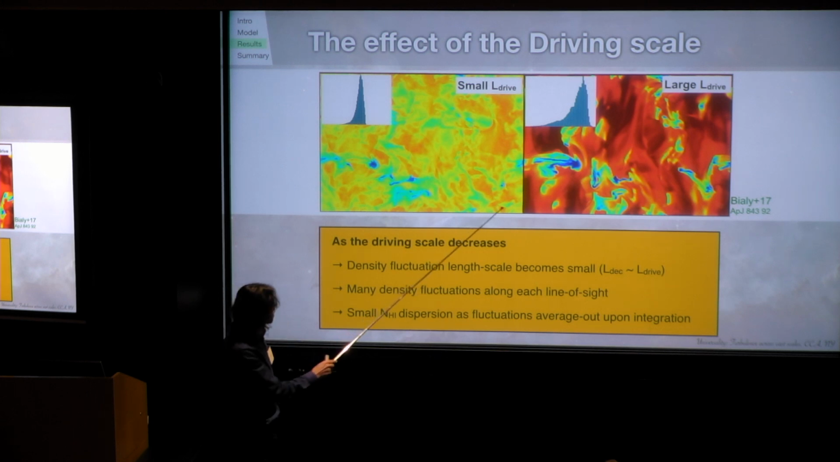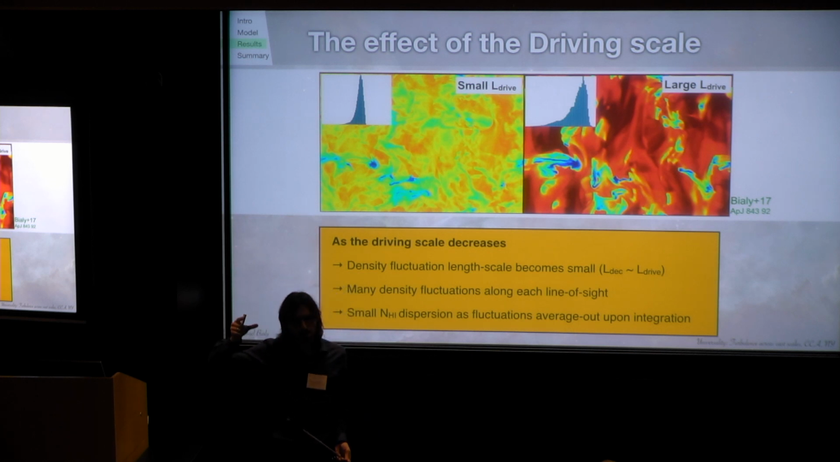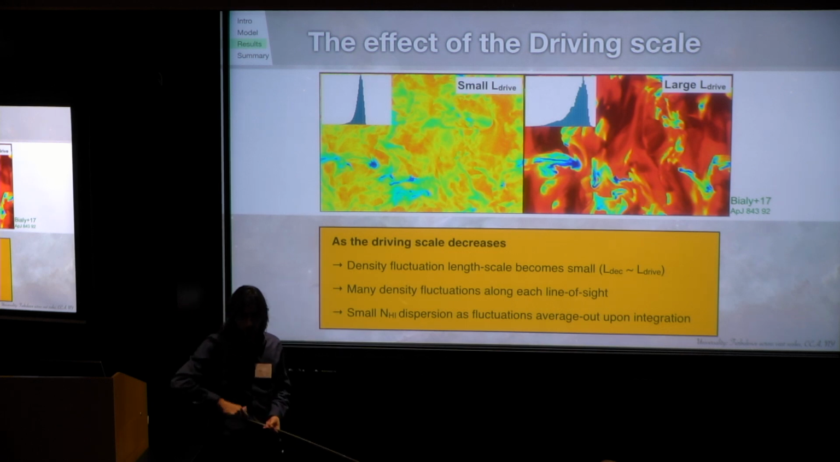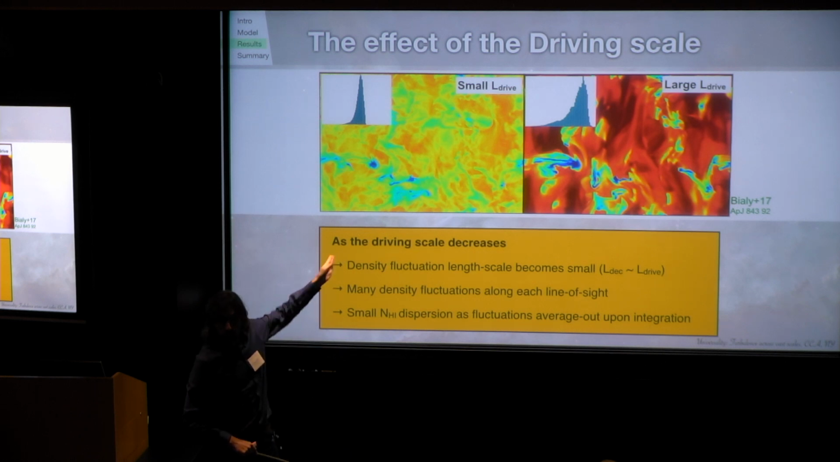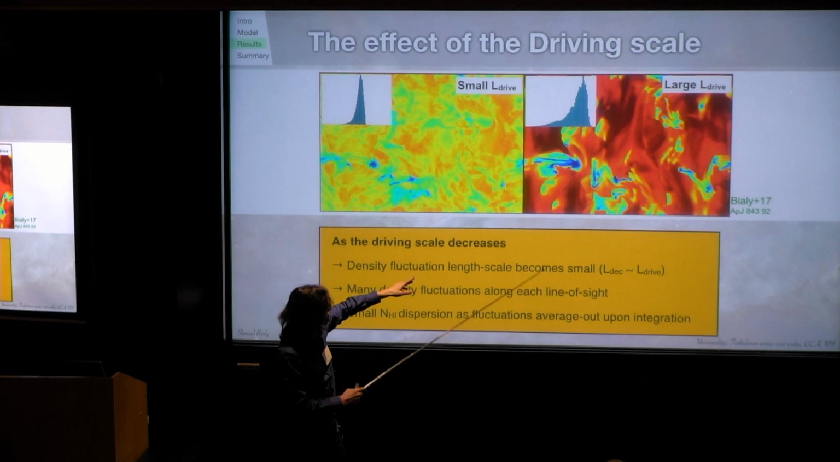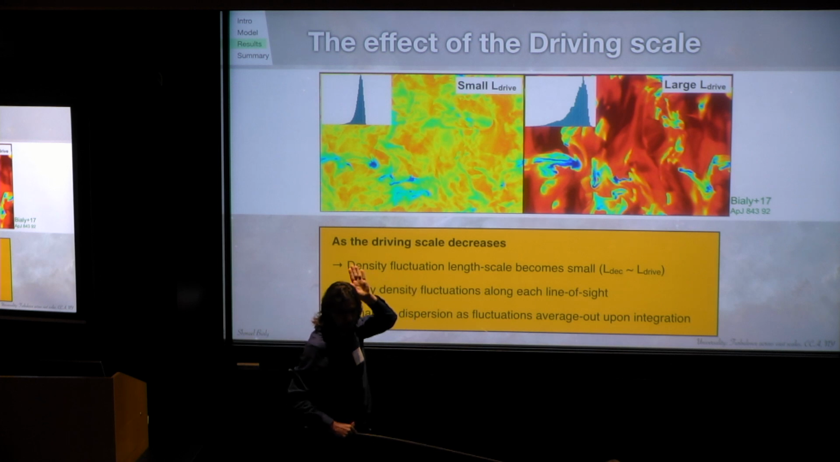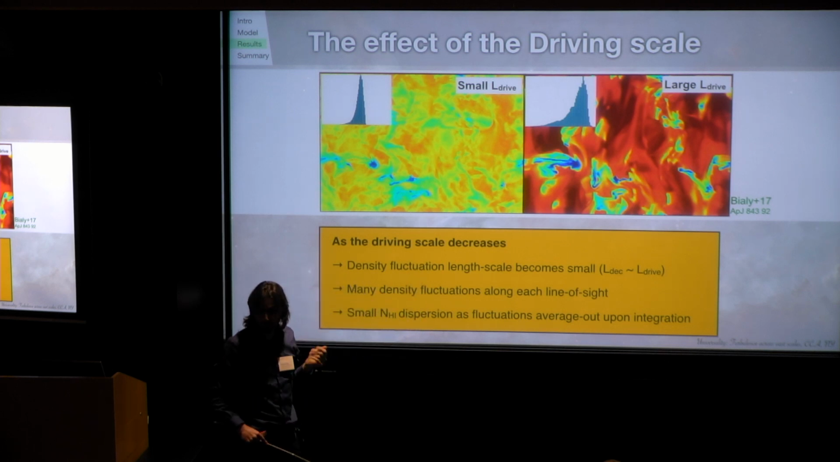When the driving scale is large, the scale of each density fluctuation, and when I say scale of density fluctuation, I mean maybe the scale over which the density is correlated, is large, and as we look in different lines of sight, in each line of sight we really see just one or several density fluctuations, not many. As we decrease the driving scale, we have many, many small density fluctuations. As we integrate along a line of sight, we integrate them over. Positive and negative density fluctuations average out, and different lines of sight become more alike.